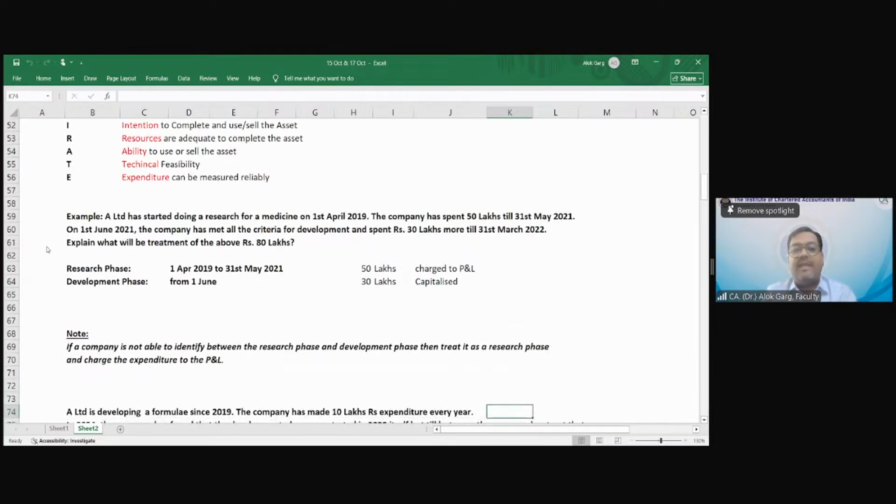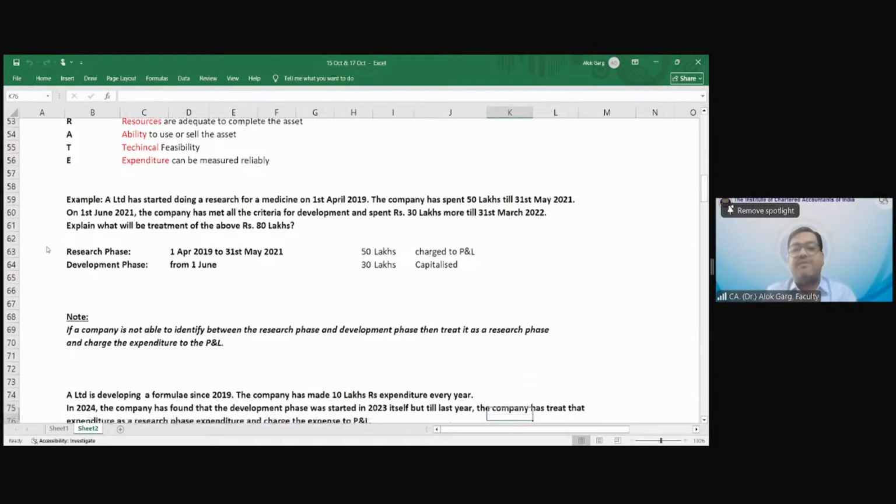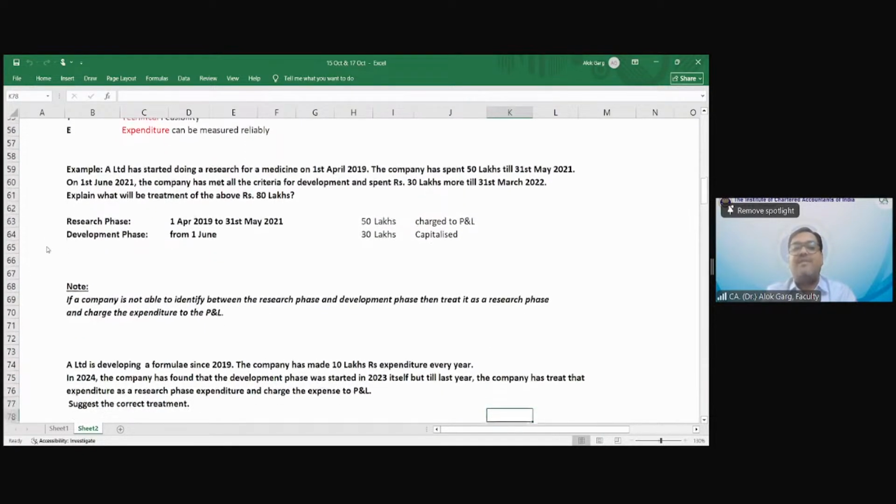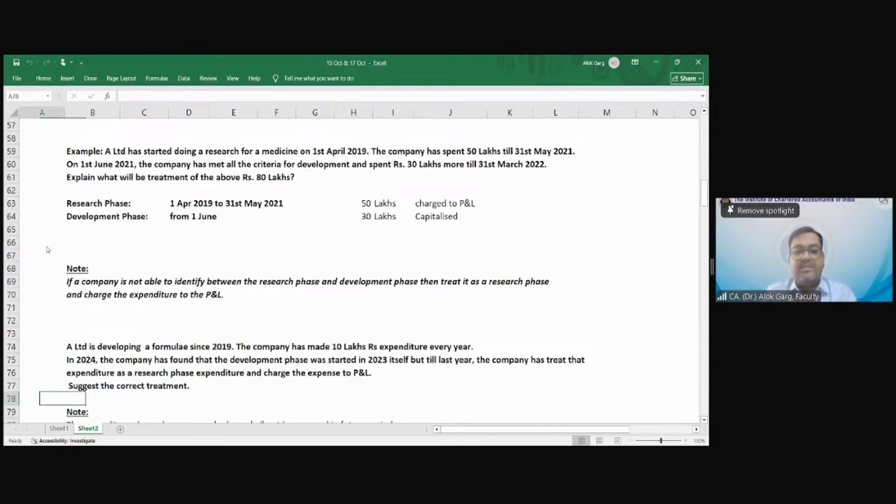If a company is not able to distinguish between the research phase and development phase, then treat it as a research phase and charge the expenditure to P&L. Is that clear? If it cannot be determined whether it is the research phase or development phase, in that case treat it as a research phase and charge it to the P&L. So you may get a question in the exam where a lot of theory is written, and one line says the company is not able to differentiate between research phase and development phase. What will you do in that case? Charge all the spend to the P&L.